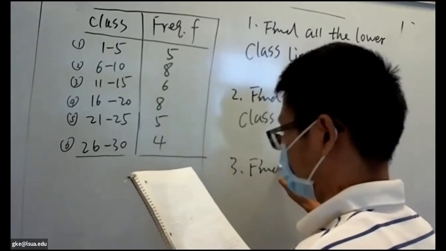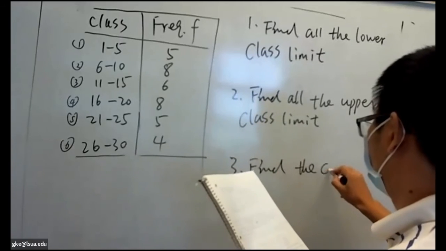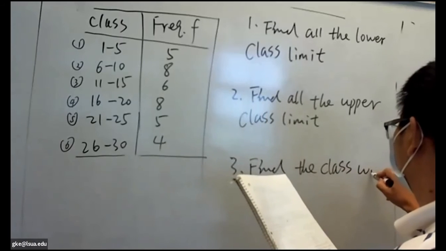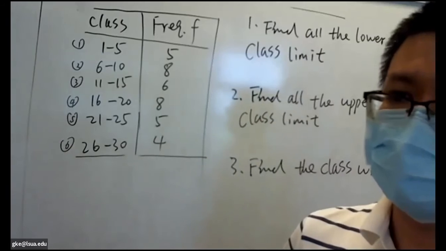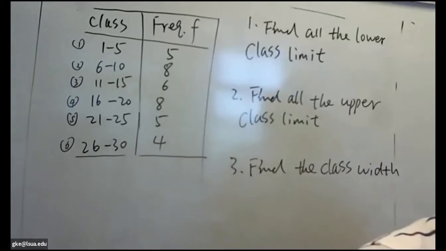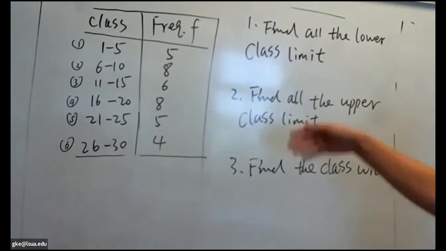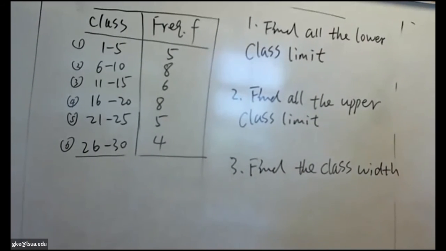Find the class width. Okay, find the class width. Now try it by yourself. I gave you a table and do something for this table. So basically, you can do these kind of 3 things. Right? Try it by yourself.